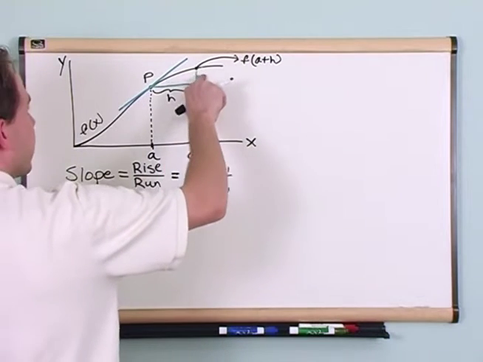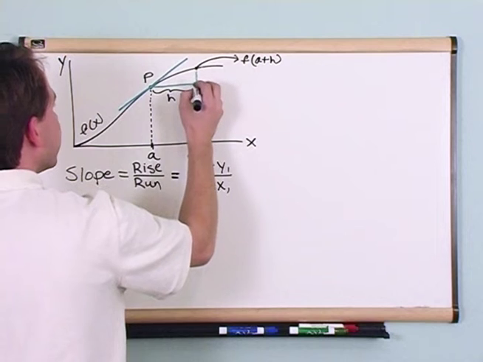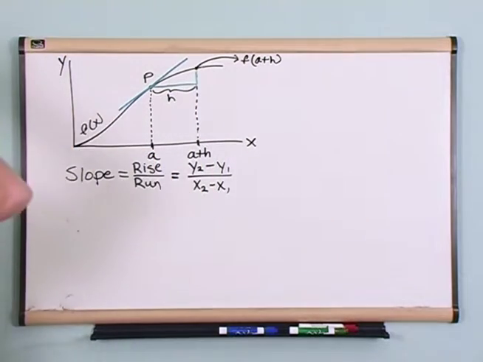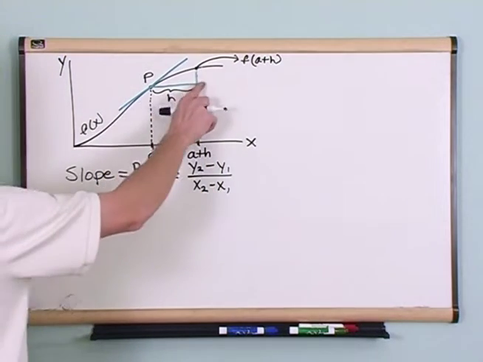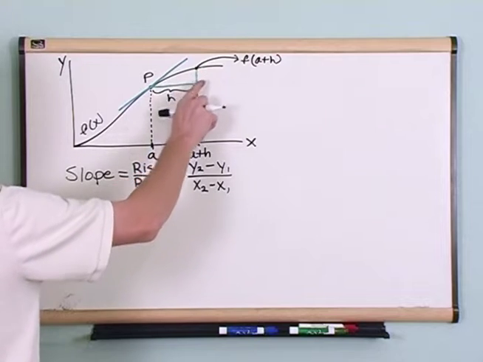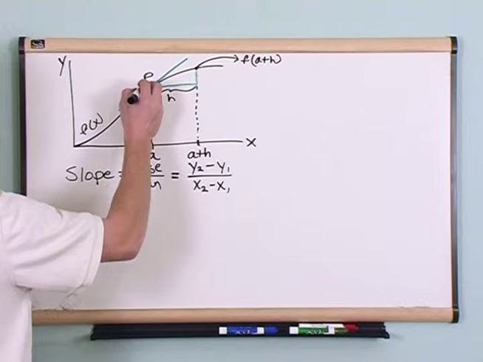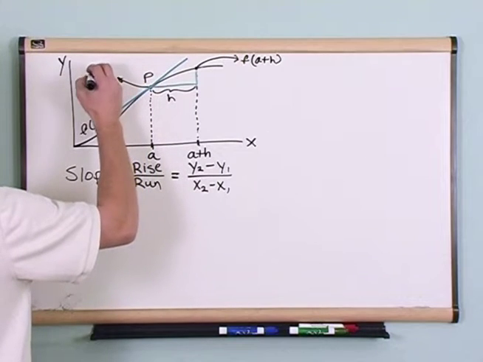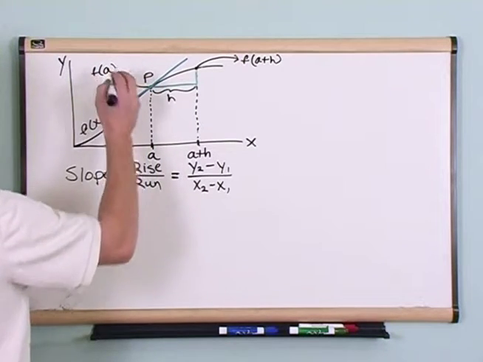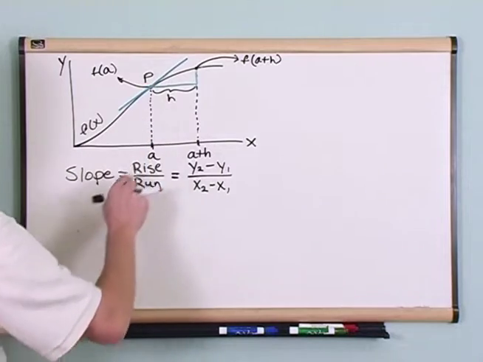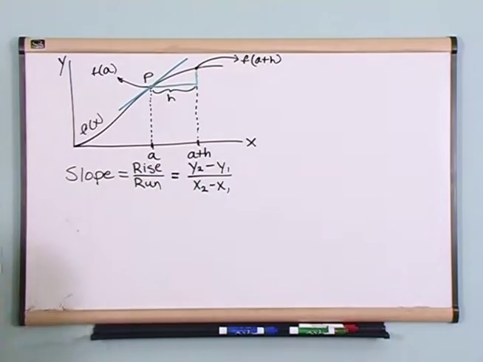And what is this value here? This is what I need to know right here, okay? Because I'm going to eventually be interested in this difference here. Well, the value here in y is just f of a. So here I've got f of a, and here I've got f of a plus h.